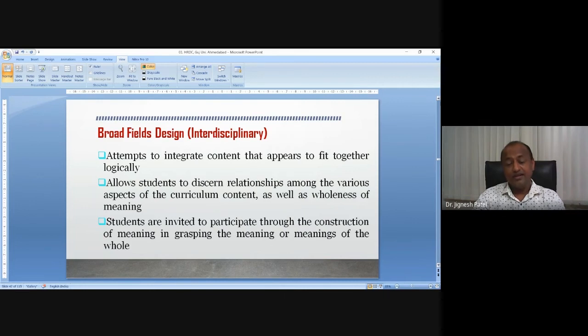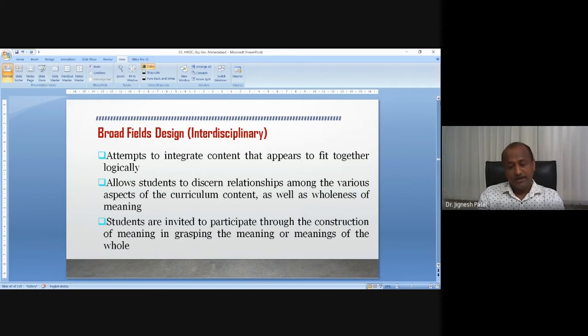We can say that it is interdisciplinary design. It attempts to integrate the content that appears to fit together logically. So different subjects and different fields should be interconnected in such a way that logically all the content fits together. It allows students to discuss relationships among the various aspects of the curriculum content as well as the wholeness of the meaning. So the curriculum here will be seen as a whole part of the content.